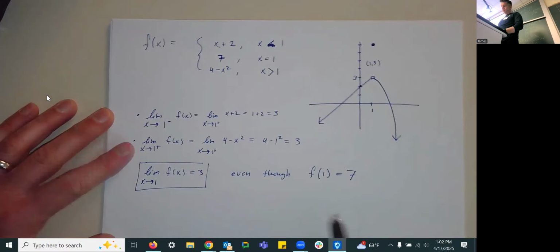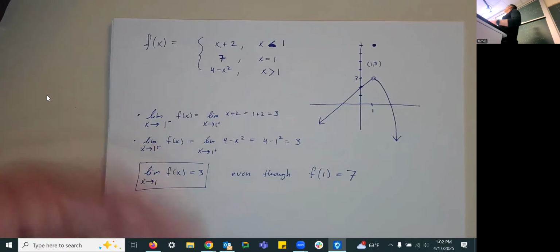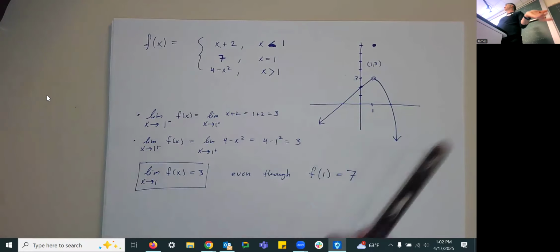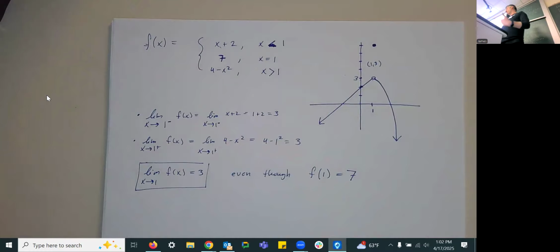Okay, so most of the time when you're actually dealing with limits, you're not going to graph them, right? It's more work than we really need to do. We could have done this without graphing it completely. So let's talk more about just how to deal with limits in general.